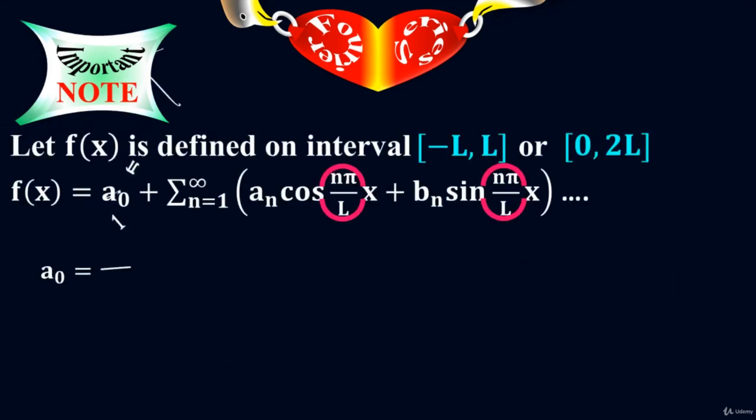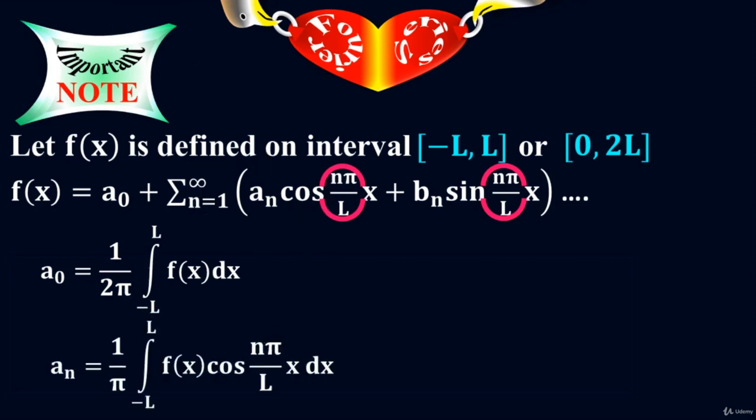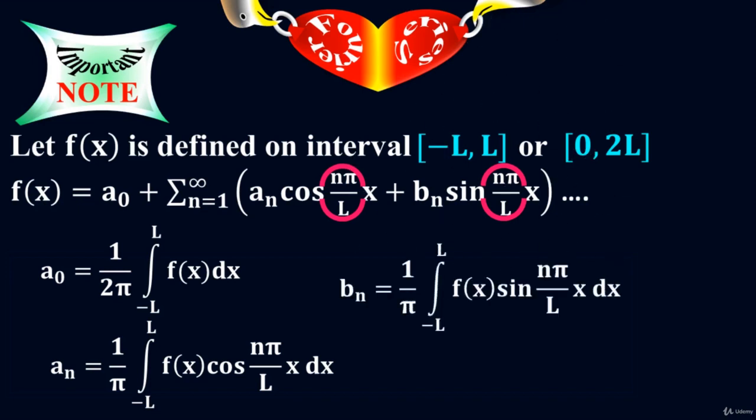Similarly, its coefficient a sub naught will equal 1 over 2 pi times integral of f of x dx with interval minus L to plus L. And the coefficient a sub n equals 1 over pi times integral of f of x times cos n pi over Lx dx with interval from minus L to plus L. And so is b sub n, which equals 1 over pi times integral of f of x times sin n pi over Lx dx with interval from minus L to plus L. So you see here that the formulas for the coefficients are different compared to what we had for a function which was defined in interval from minus pi to pi or from 0 to 2 pi. There is n pi over L instead of n.